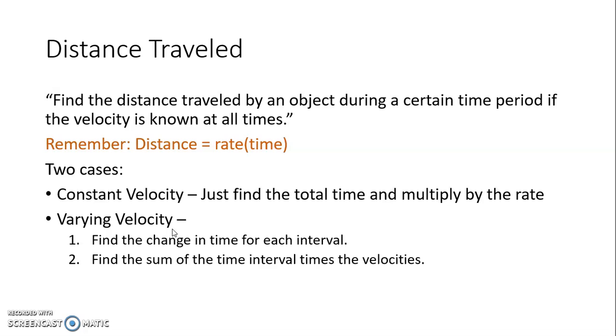So they're going to give us a table of values. We're going to find the change in time for each interval. Generally, those changes will always be the same number. And then we find the sum of the interval times the velocity. Okay, so let's take a look at our last example, example 4.